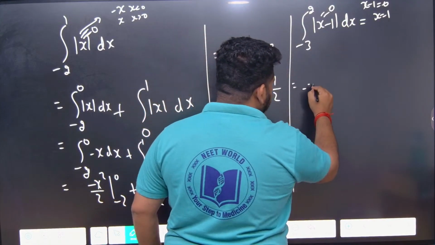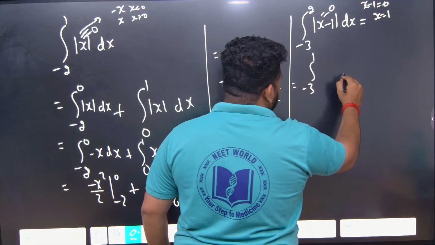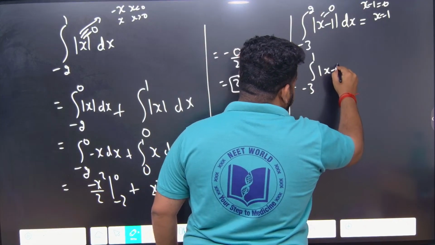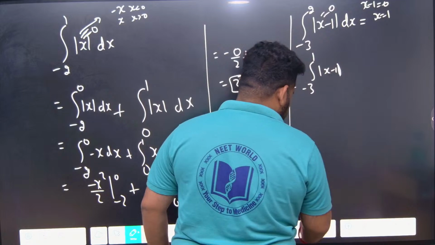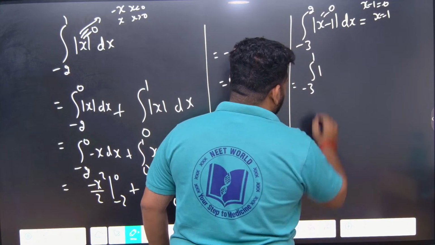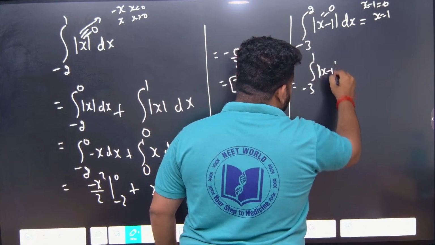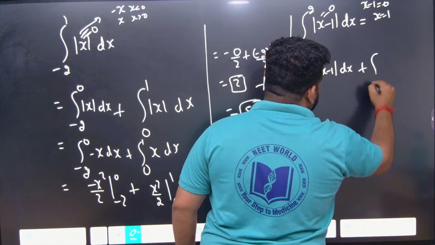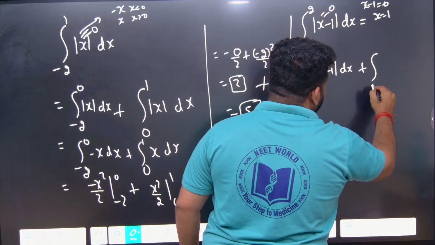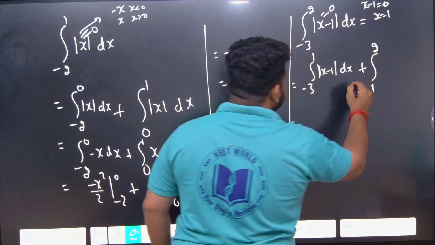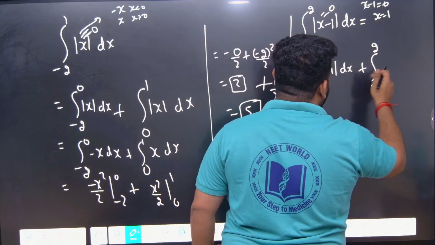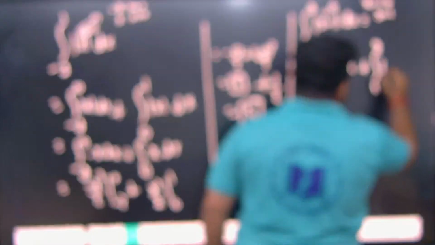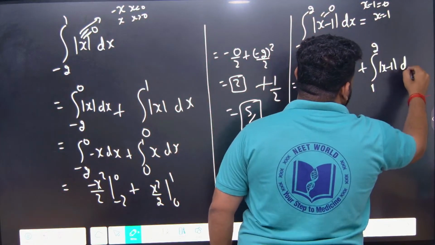So, I can write this as the integral from minus 3 to 1 of mod x minus 1 dx, plus another integral, which will be from 1 to 2 of mod of x minus 1 dx.